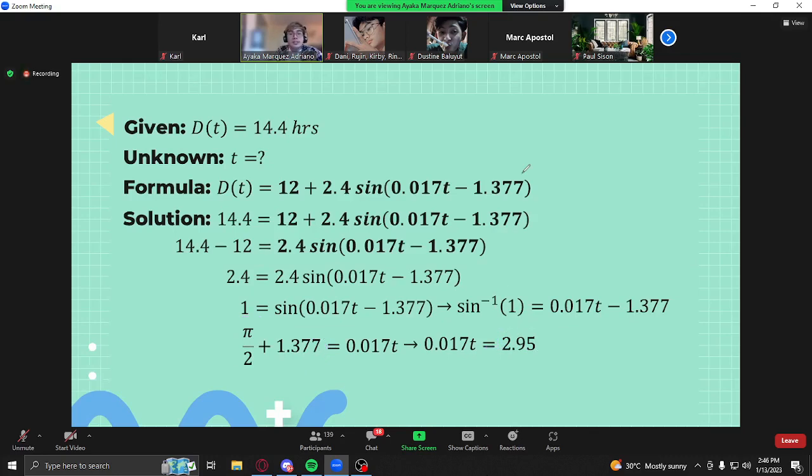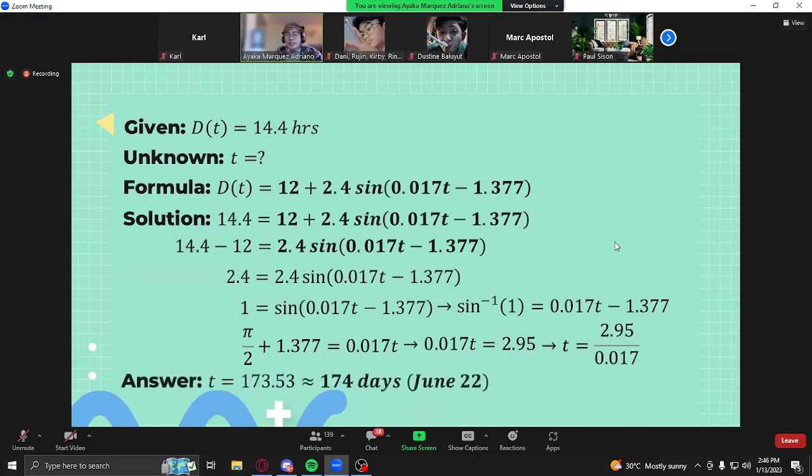So ibig sabihin, ito, anong date itong 2.95 na ito? Parang di-divide pa natin siya sa 0.017. So our T is 174 days. And counting 174 days from January, the exact date will be June 22. So ibig sabihin, pagpatak ng June 22, gaano katagal ang araw? It is 14.4 hours. Kasi medyo summertime pa yung June, di ba? So, yan.